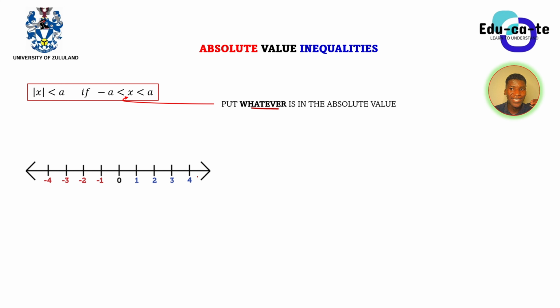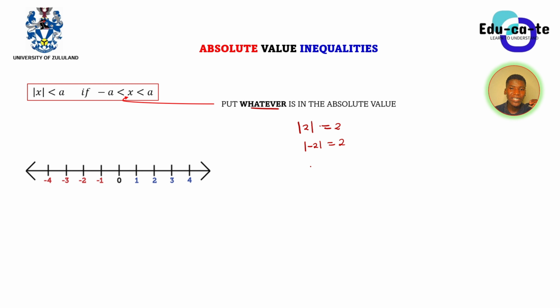So let's try to visualize it using a number line. If I say the absolute value of 2, I'm asking myself, what is the distance of 2 from 0? That's the meaning of an absolute value. I discussed this in my previous video. The absolute value of 2 is equal to 2, and the absolute value of negative 2 is also equal to 2, because 2 and negative 2 are at an equal distance away from 0. They are equidistant from 0, so they have the same absolute value, the same distance from 0.